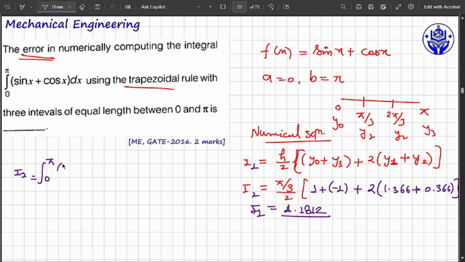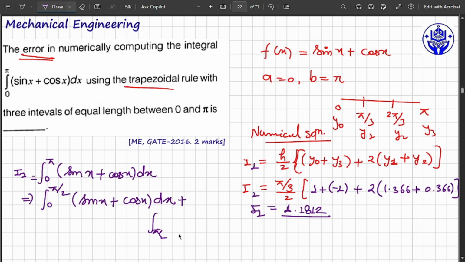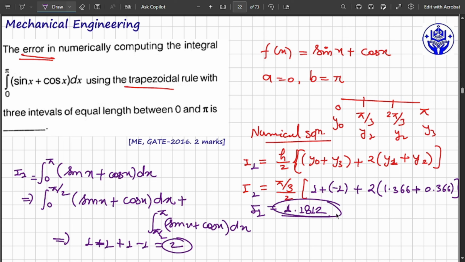Okay, if you have any integration like sin x plus cos of x dx, then you will have to write it as 0 to pi by 2 sin of x plus cos of x dx, and again from pi by 2 to pi sin of x plus cos of x dx. Now it will give the correct answer. So this will be 2. So if it is 2 and the other is 1.1812, it is not correct.